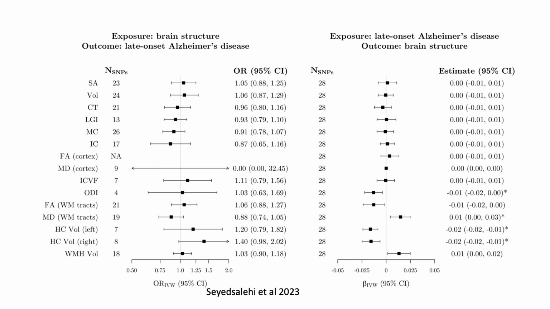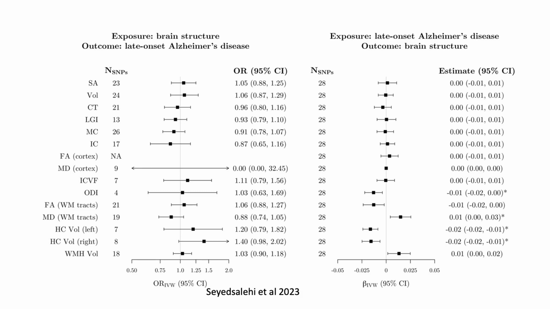But let's just look at the relationship between the brain and Alzheimer's disease. Here, there's really nothing going on. Everything is crossing the odds ratio of 1, suggesting we can't see any clear relationship between any of our brain metrics as a causal factor, as an exposure, and Alzheimer's as an outcome.